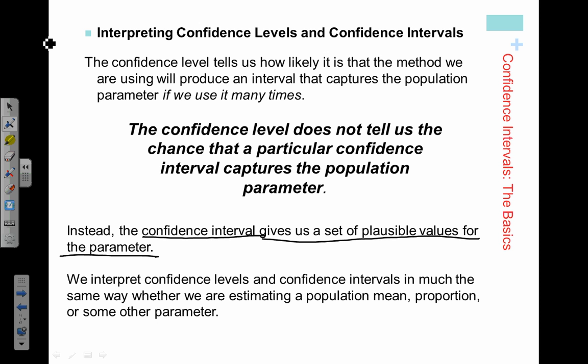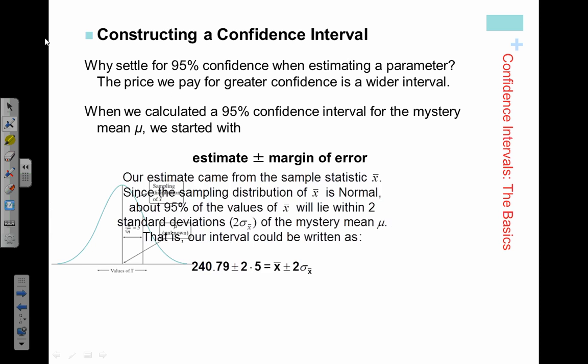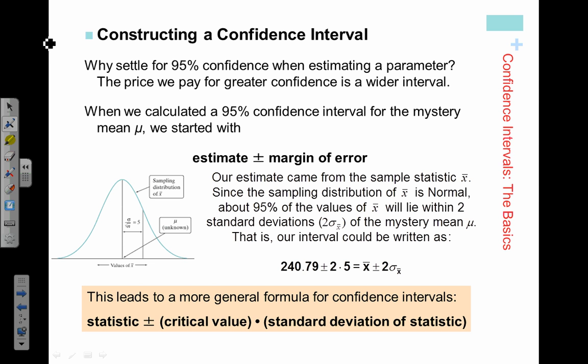We interpret confidence levels and confidence intervals the same way when we are estimating the population mean or some other parameter. All right? Now, it says, why settle for 95% confidence when estimating a parameter? The price you pay for greater confidence is a wider interval. So to be more confident, you have to have a wider interval. Think about it. If I'm throwing a dart at a dartboard, this is my easiest example, I might say, all right, I'm 80% confident I can hit it in this circle.